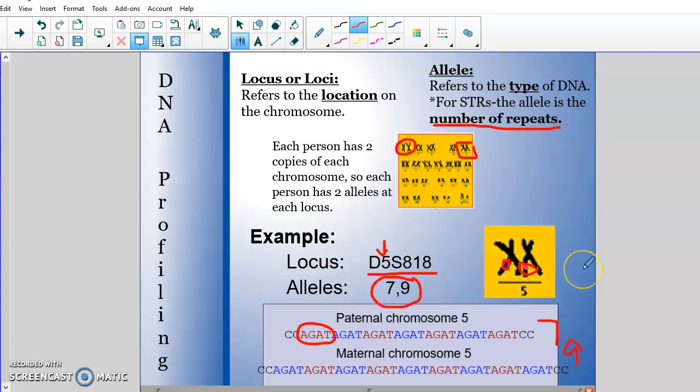So you know how, like when we talk about alleles for like hair color, you can have a brown allele, a blonde allele, a black allele, a red allele. Well, for STRs, your alleles are the number of repeats you have for that particular STR, short tandem repeat. Okay? The locus is just the location on the chromosome where you're looking for that particular repeat to be at in the DNA sequence.